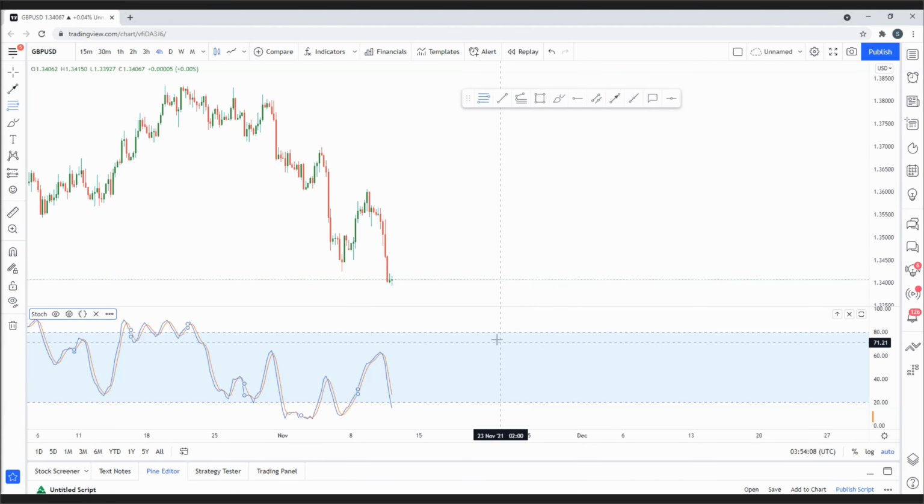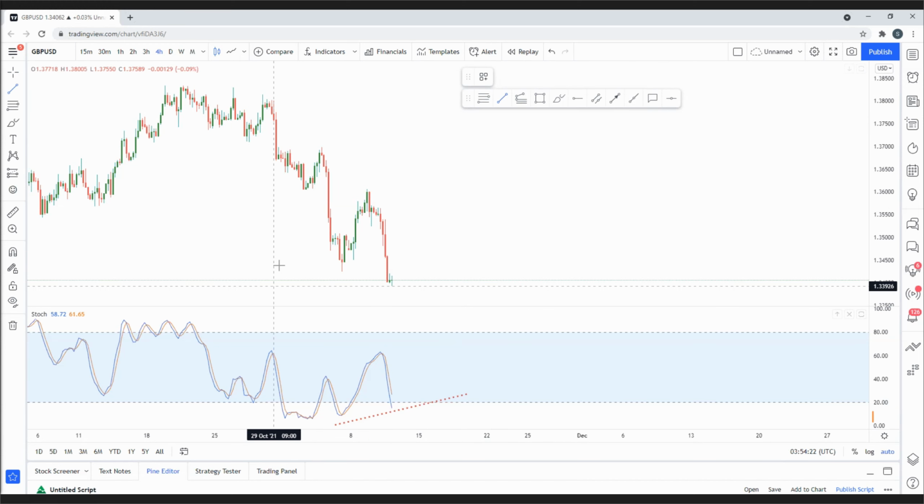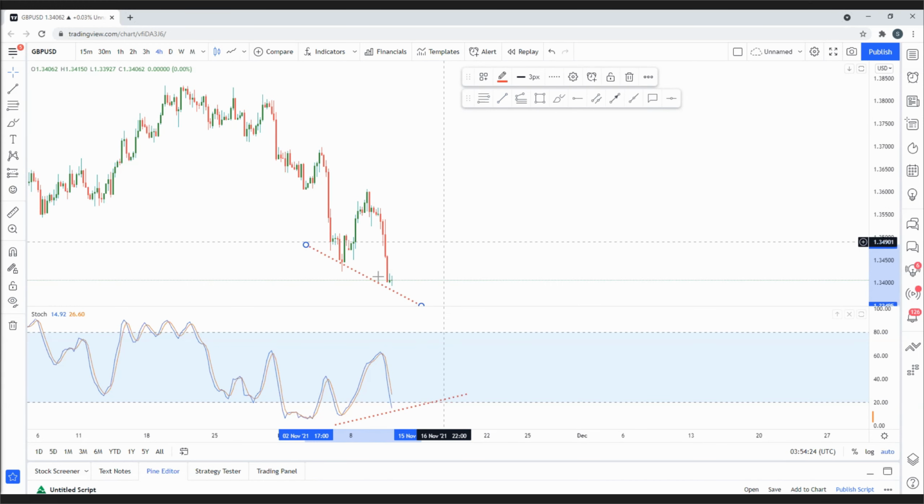I expect GBP USD to actually go up. After the crazy drop yesterday, I expect it to go up. You can see that on our stochastic chart it's forming higher lows, but on the price chart itself, it's forming lower lows. So I expect price to go up. This is a very bullish signal. You guys can keep a lookout for this. This can be one of your confluences to actually enter a trade, and I think this is pretty accurate.